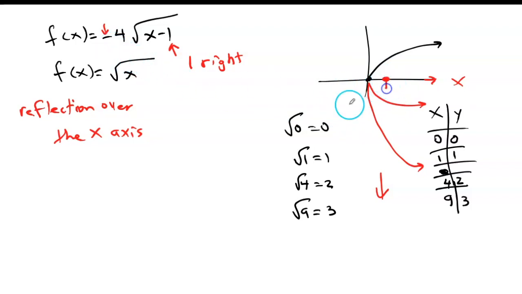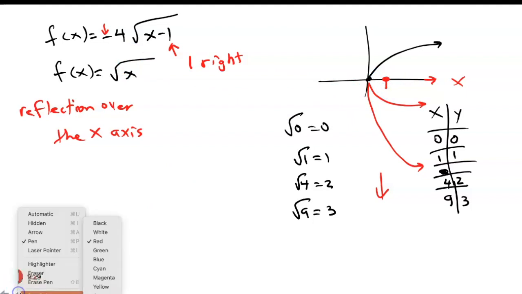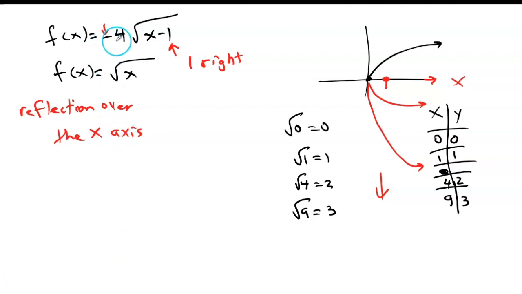So my final, let me use green or something, because I don't want you to get confused with all this. So again, one to the right, reflection over the x. So instead of going up, it's going to go down. Stretch. So instead of having this nice curve, I'm going to stretch it.